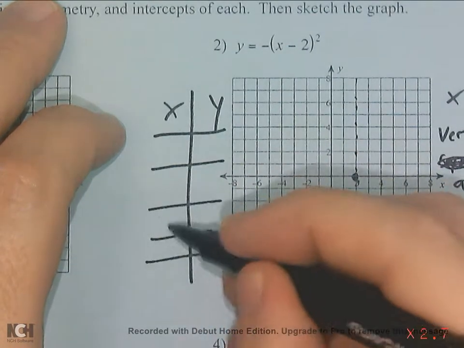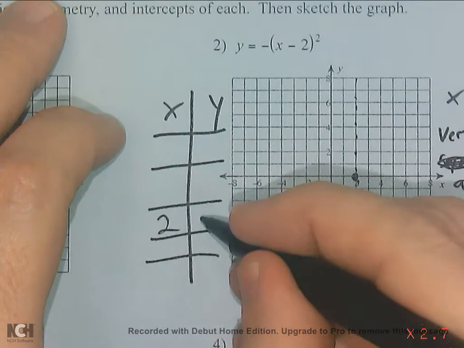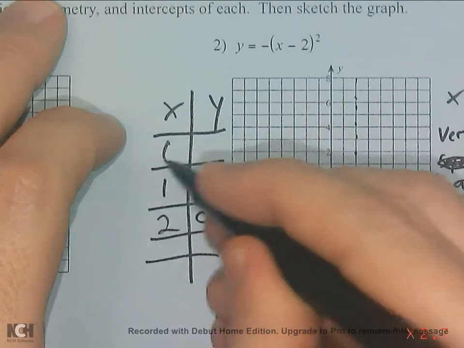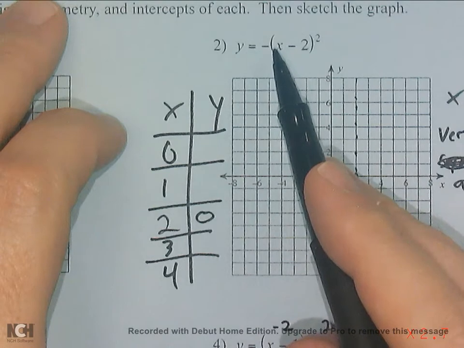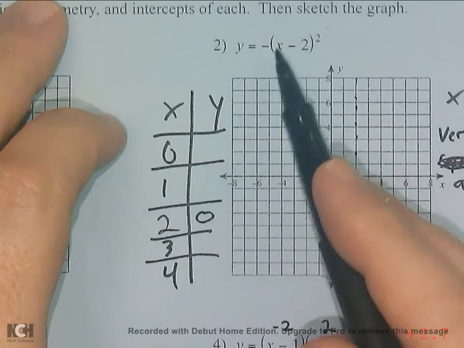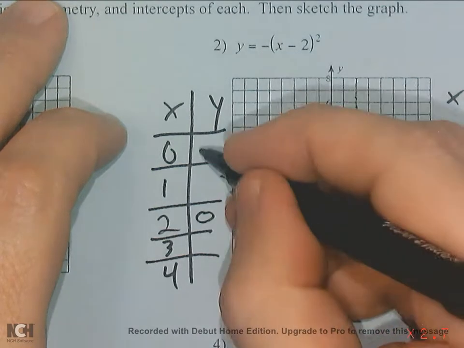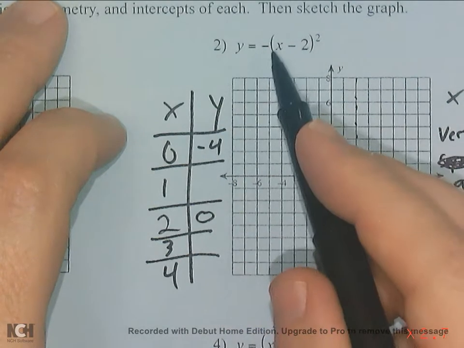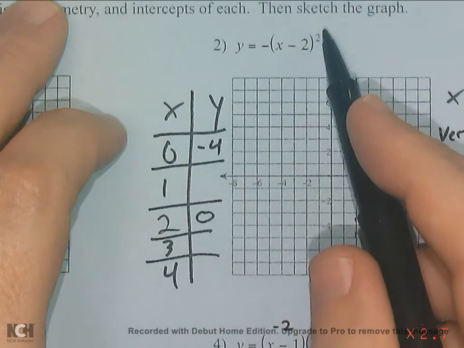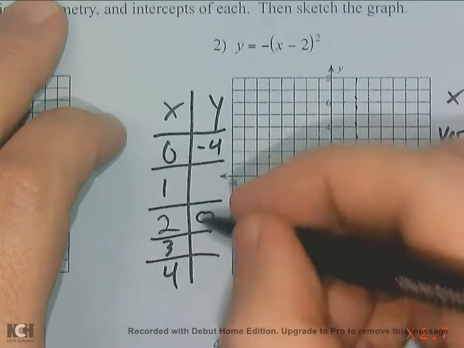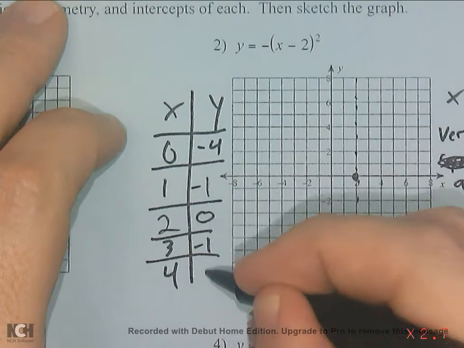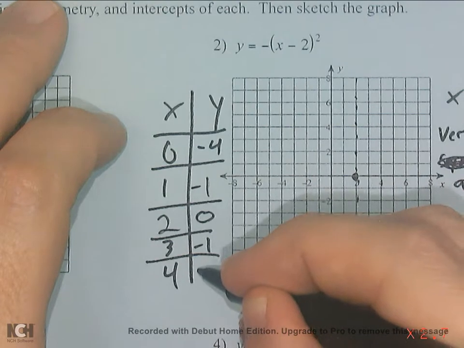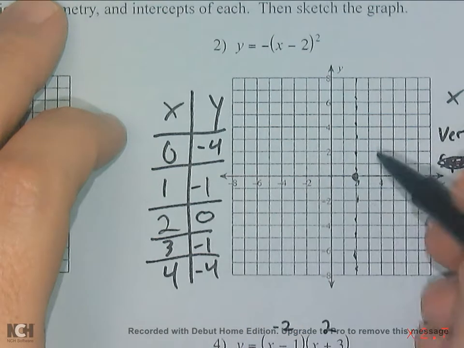5 values. I've got 2 and 0 is my vertex, and then 1, 0, and 3, 4. If I plug in 0, 0 minus 2 is negative 2. Negative 2 squared is 4, and I would get negative 4. If I plug in 1, 1 minus 2 is negative 1. Negative 1 squared is 1, and I get negative 1. And then because it's symmetrical, I know 3 is going to be negative 1, and 4 is going to be negative 4.